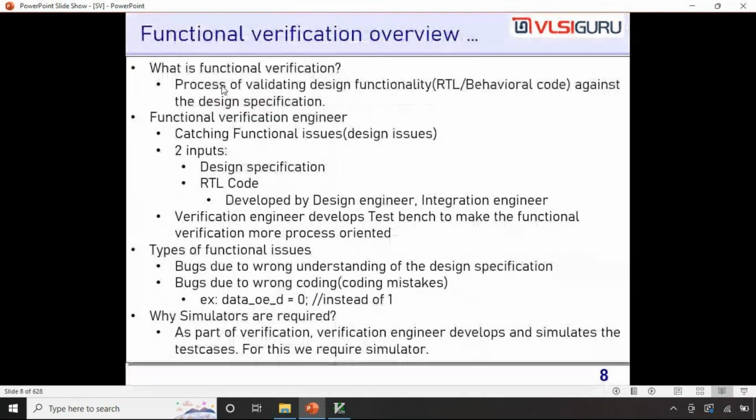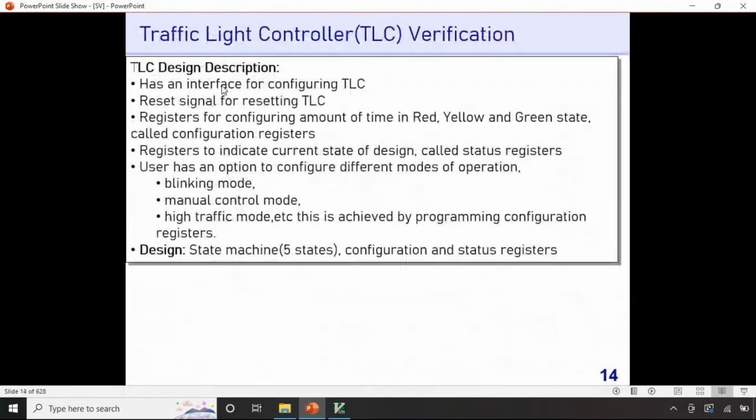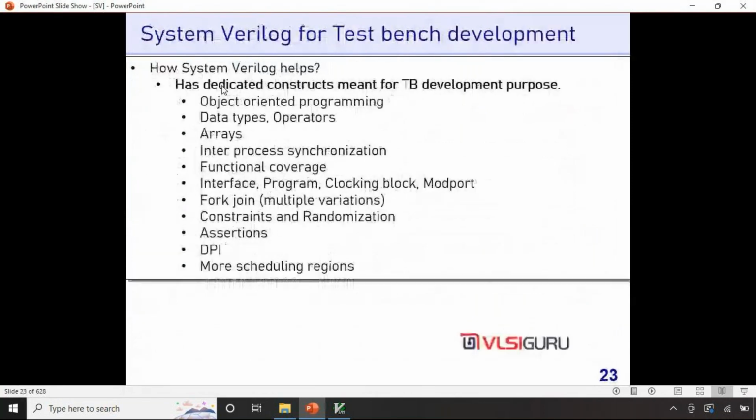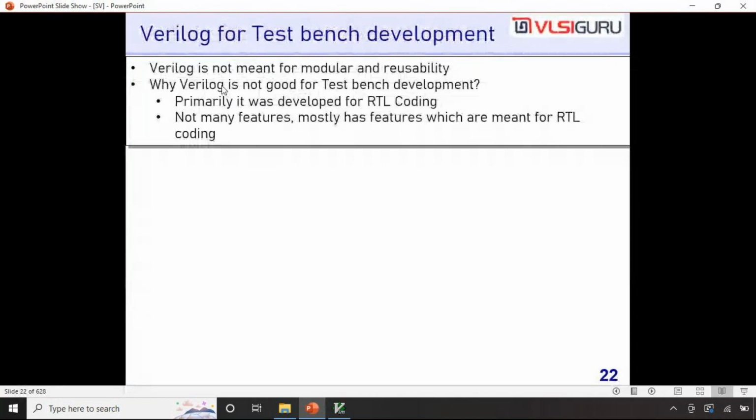I think you all understand what is functional verification. Let's directly jump into SystemVerilog. Me explaining this test bench architecture doesn't have much value addition today because we'll be talking about this test bench architecture as we go forward. So let's start from this slide.